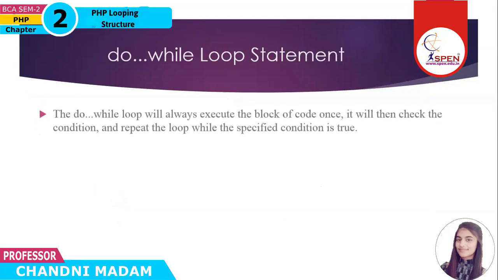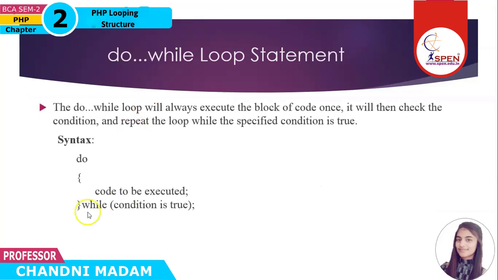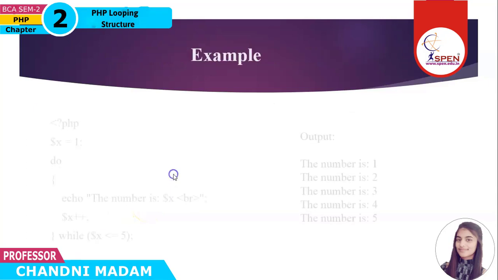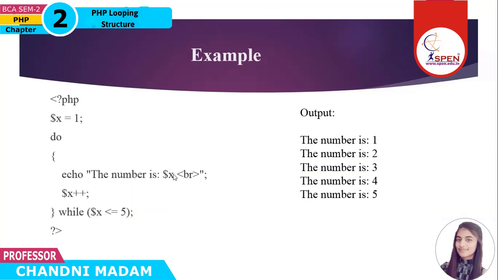So next is do while loop. In do while loop, the do statement is always executed once and after that it checks the condition. If this condition is true, then it again executes the do statement. Otherwise, if the condition is false, then it ends the loop. So it means the do statement is always executed once, whether the condition is true or false. So let us see the example to better understand.